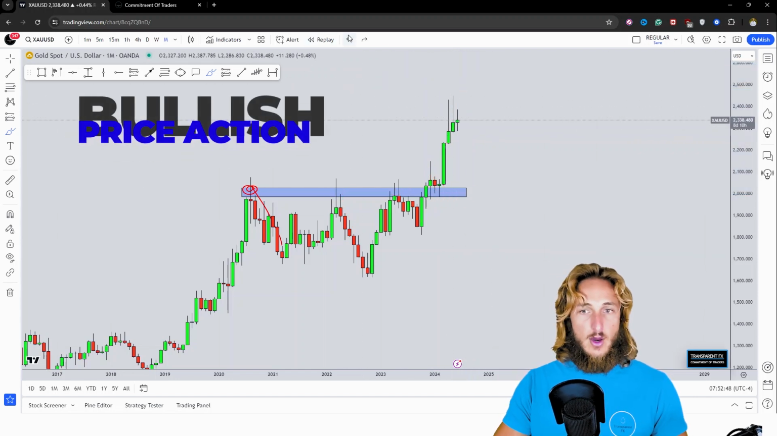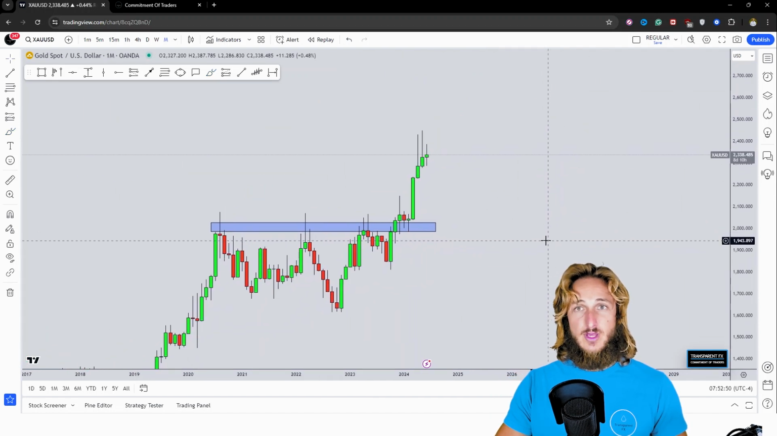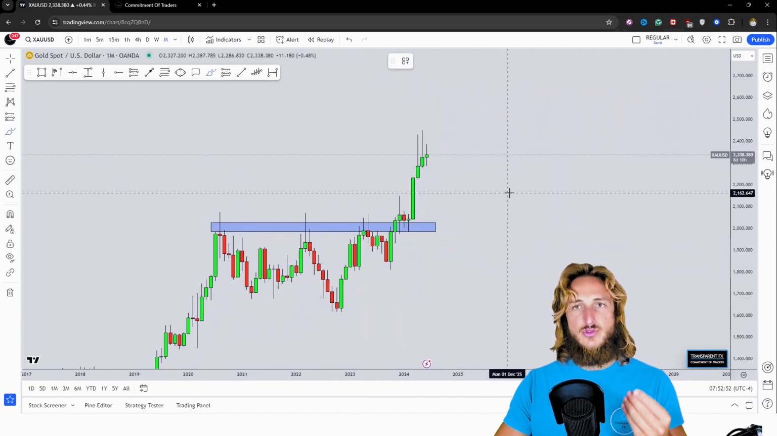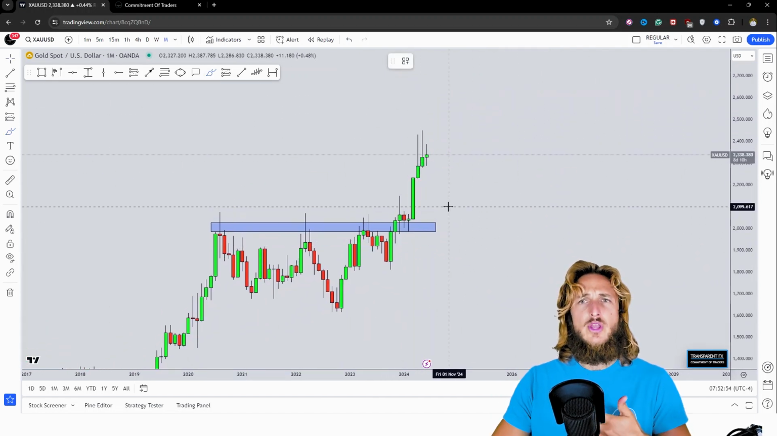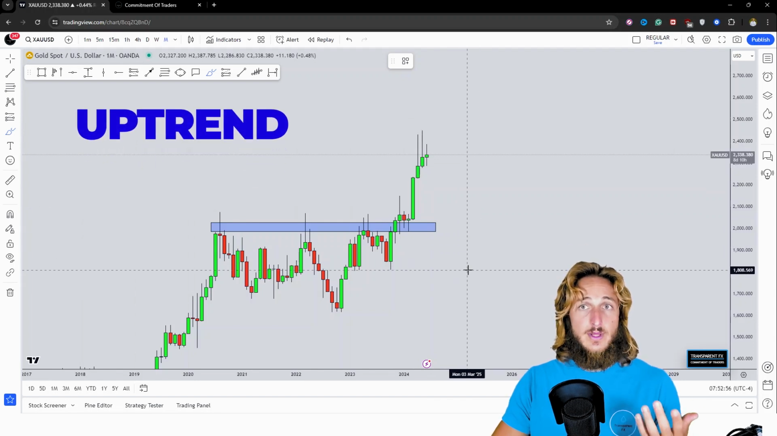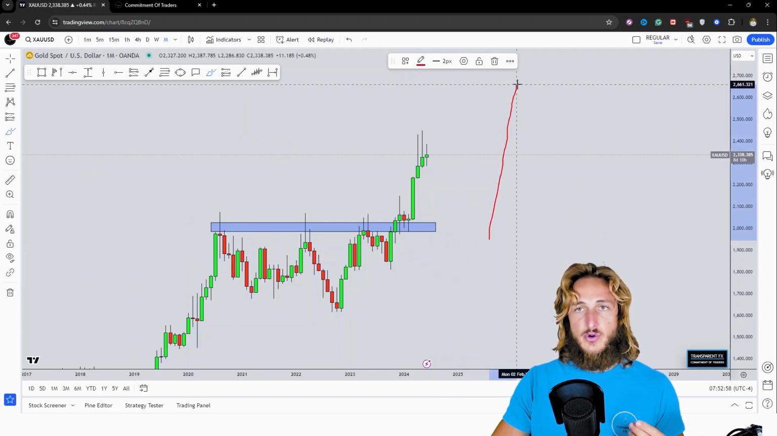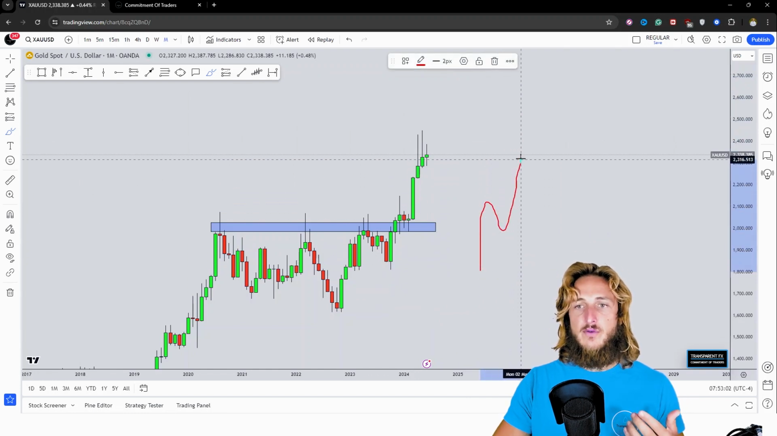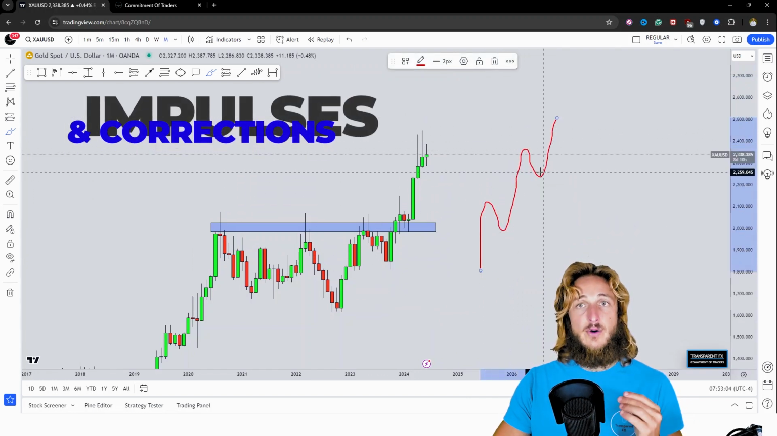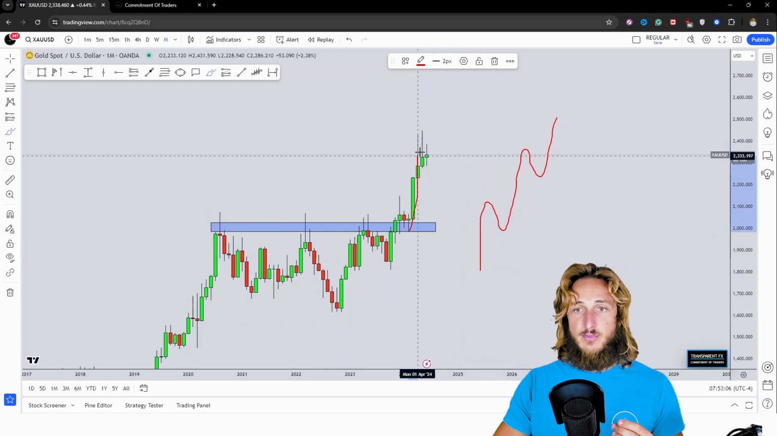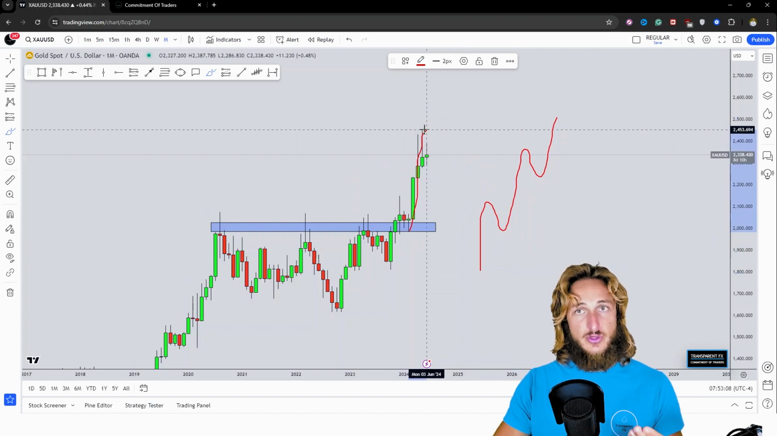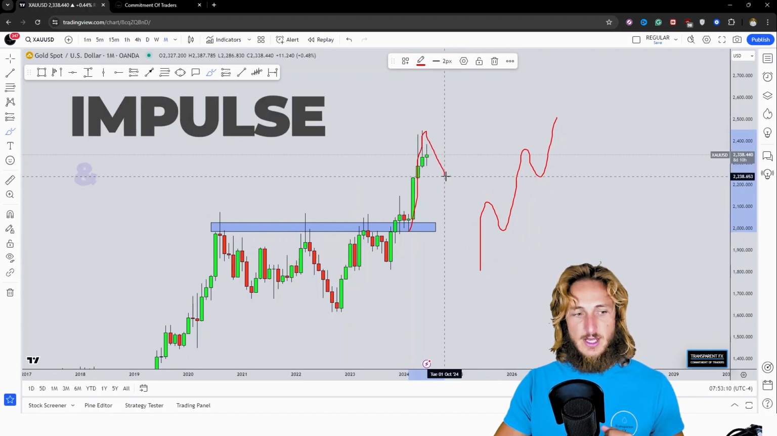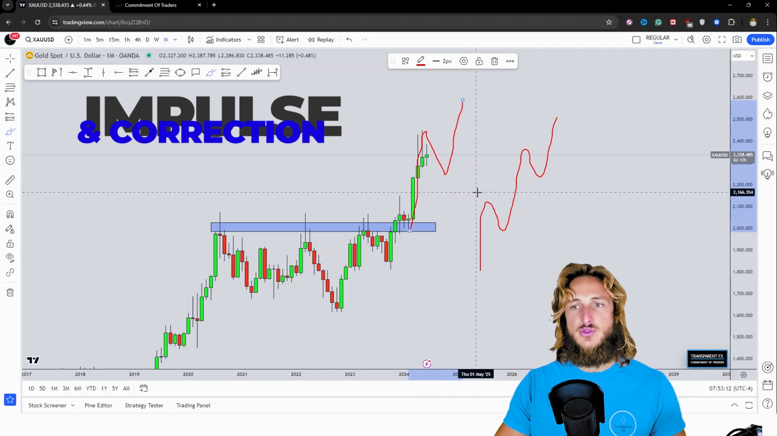However, it is also important to keep in mind that when it comes to the trend of this market, when you have an ideal uptrend, what you would like to see is not the market just go in a straight line. You would like to see along the way a series of impulses and corrections. Now, the last move was an impulse to the upside, so the next logical step would be to first see a correction and then the continuation to the upside.